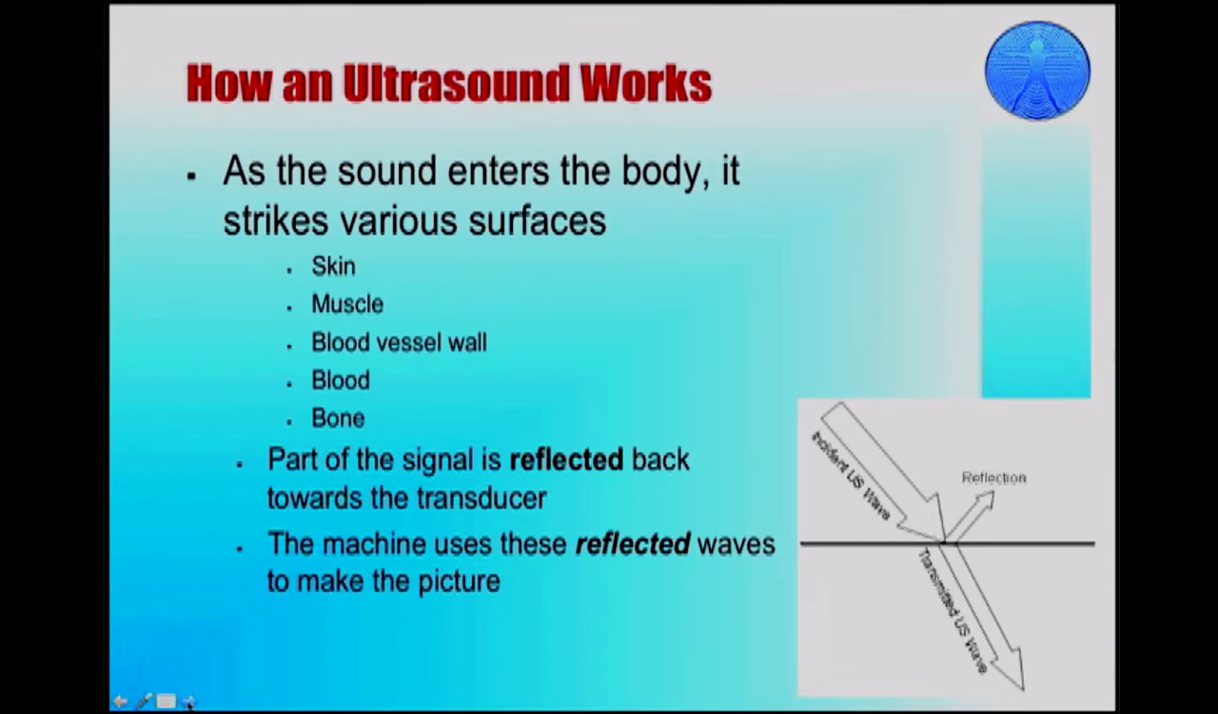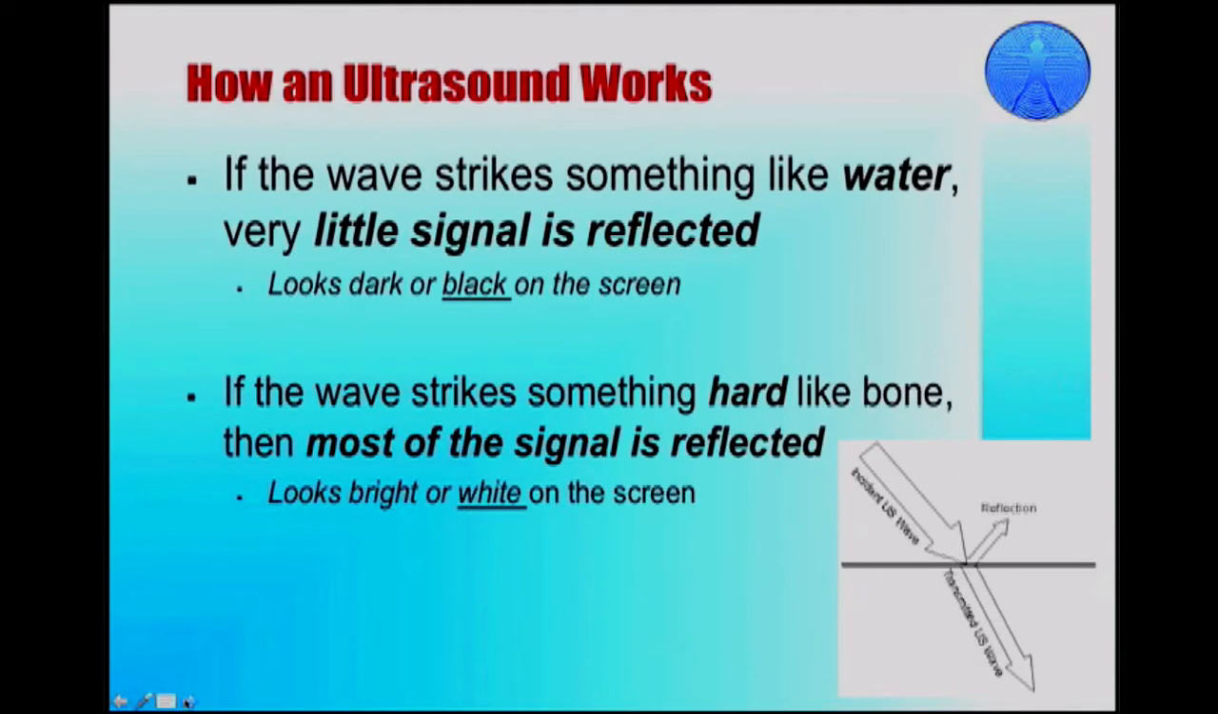All right? So if we look here, part of the sound is coming into the body, it hits a surface, part is reflected, and part is sent on to image deeper tissues in the body. It's this reflected wave the transducer is listening for to create the ultrasound image. So you can think of it like this.